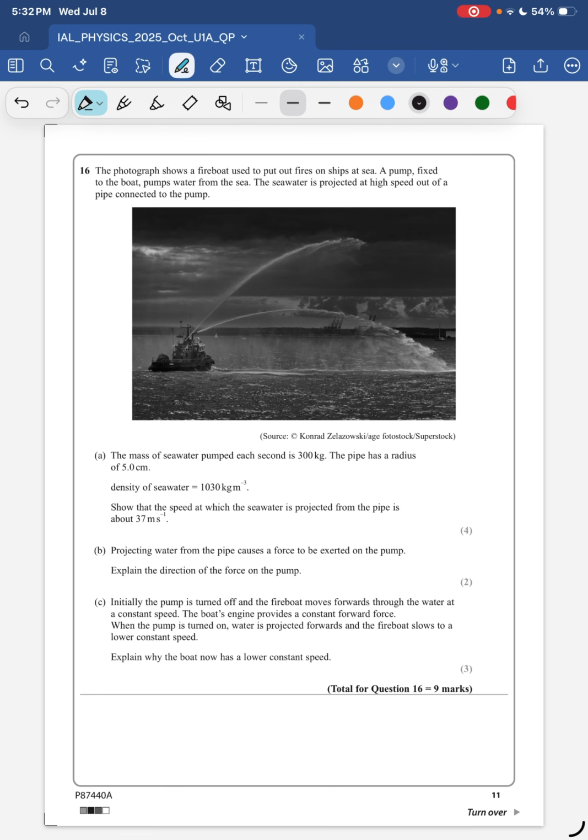Okay, 16. The photograph shows a fireboat used to put out fires on ships at sea. A pump fixed to the boat pumps water from the sea. The seawater is projected at high speed out of a pipe connected to the pump. Question A. The mass of water pumped each second is 300 kilograms. The pipe has a radius of 5 centimeters. The density of water is 1,300 kilograms per cubic meter. Show that the speed at which the seawater is projected from the pipe is about 37 meters per second.